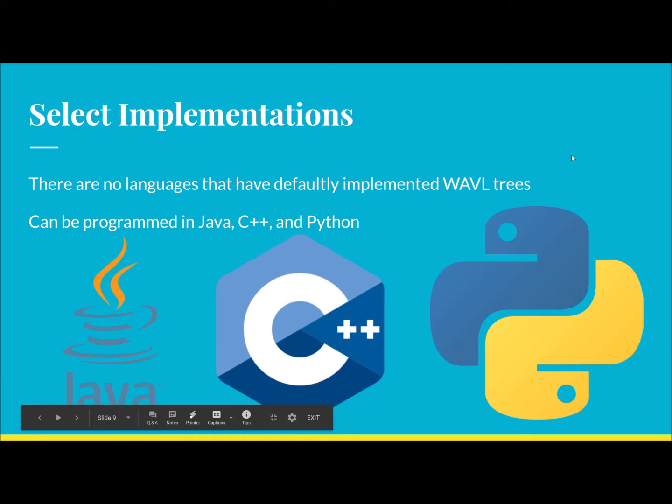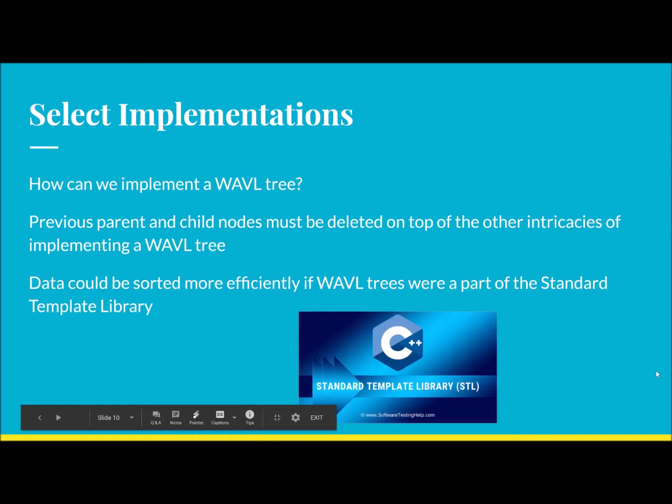Currently, there are no languages that have WAVL trees implemented by default, and therefore they must be implemented yourself. The most effective languages to program WAVL trees in would be Java, C++, and Python. Implementing WAVL trees can be done by declaring node variables. Parent nodes and child nodes must be implemented as rotation is involved through rebalancing.